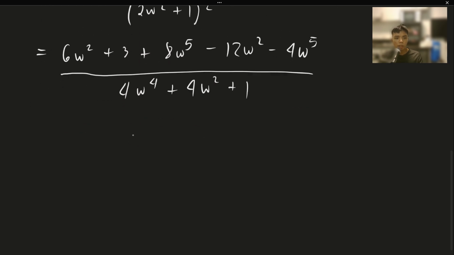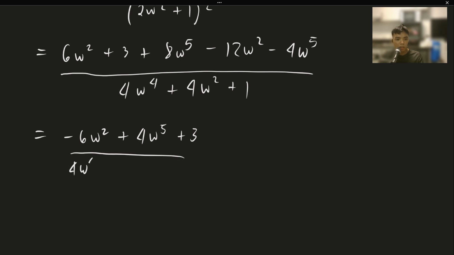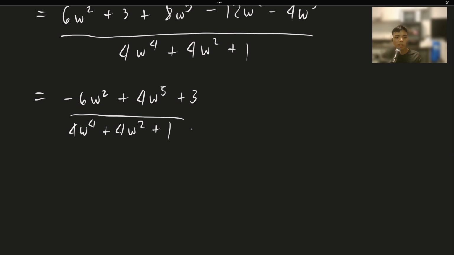And then we can simplify this further by combining like terms. So first we have 6w squared and negative 12w squared. We combine that, that's negative 6w squared. And then we have 8w raised to 5 and minus 4w raised to 5, which is 4w raised to 5, and then plus 3. The denominator is as is. There's nothing left there to simplify. And this is our answer for the whole thing. We also didn't really need to simplify our denominator in the end, but it worked out.